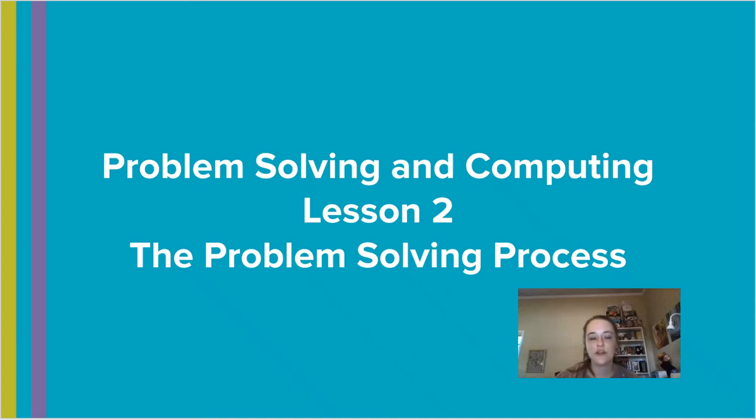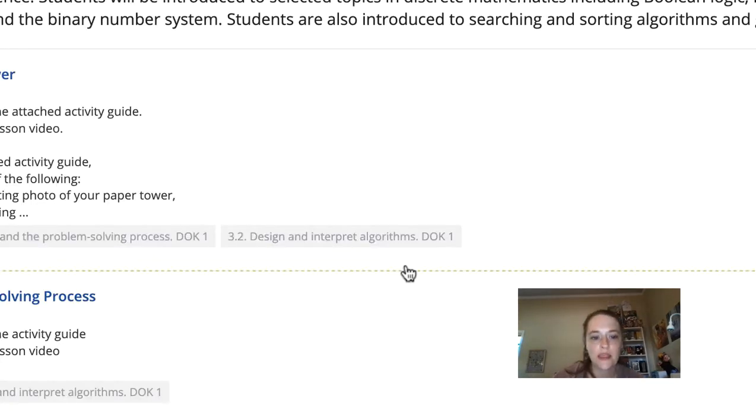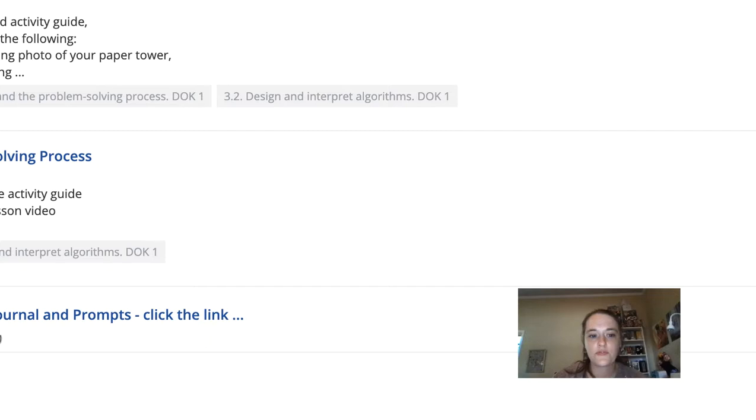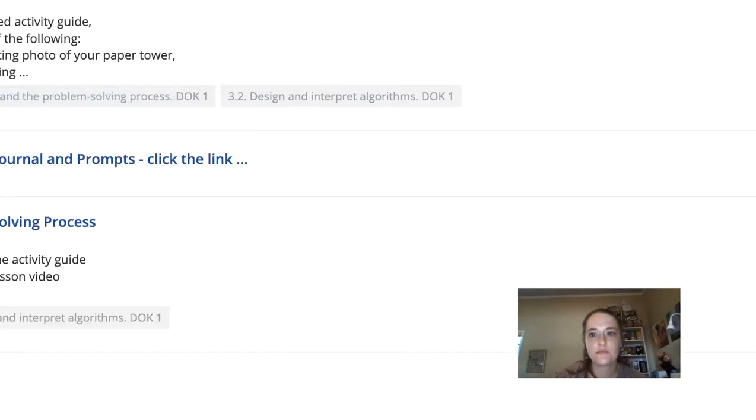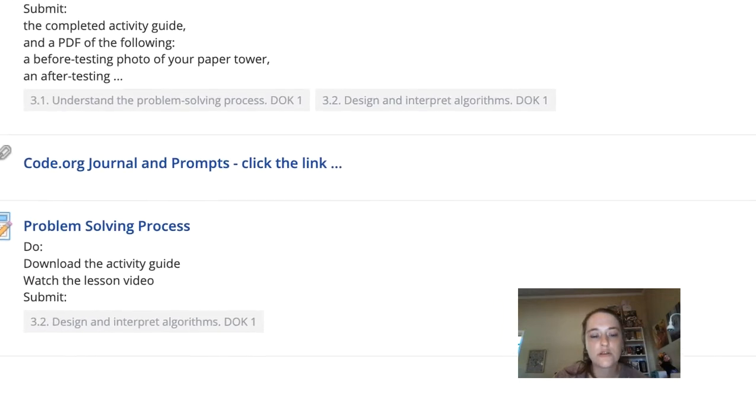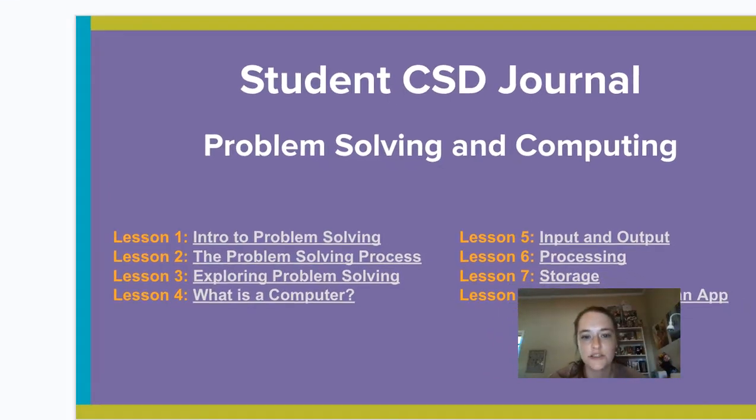In lesson 2, we are still talking about the problem-solving process. And so for your warm-up, I want you to go to Schoology, and this right here, code.org journal and prompts, click the link, click that, and it's going to make you a copy of the student journal. And I'm going to show you what that's going to look like, okay? Because this is going to make life so much easier for you.